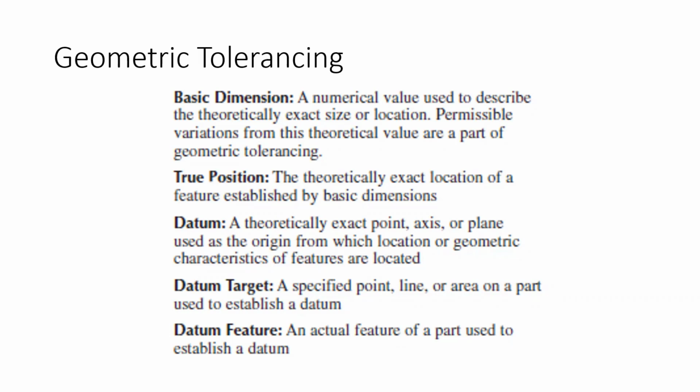And it falls mostly on this next one, true position. So that's the theoretical exact position or location of a feature, whether that feature is a hole or a protrusion or something like that. We're locating the position of it with a basic dimension, and it's a true position, theoretical exact spot. The deviations are measured from there.